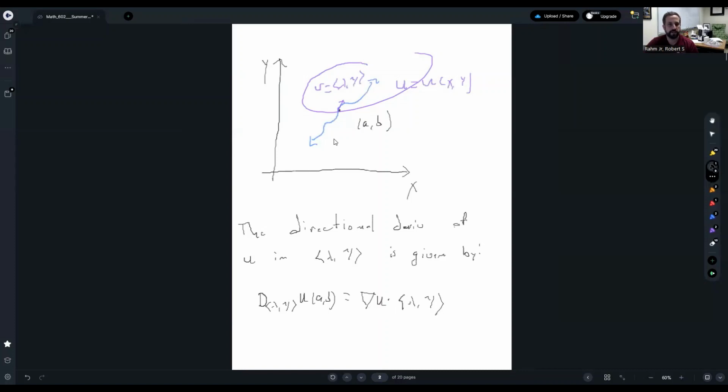Okay, so this is a directional derivative. It is the derivative of u at the point (a, b) in the direction lambda gamma. And this is going to change depending on whether you pick a different point or a different direction. Okay, this is very important.